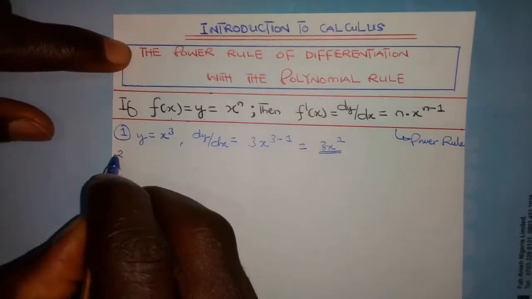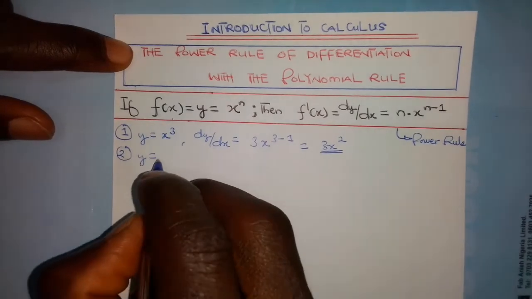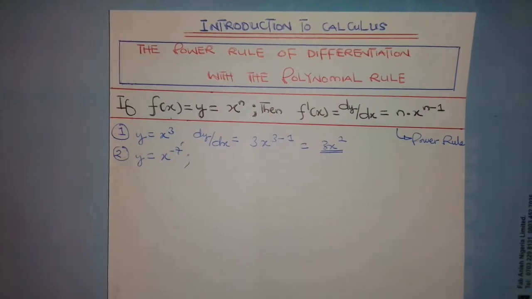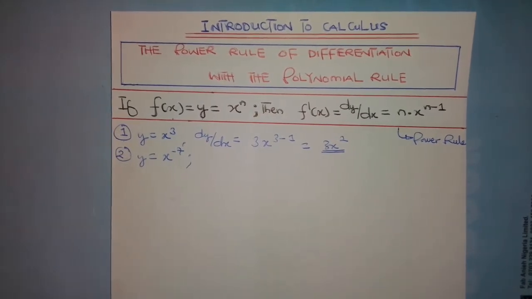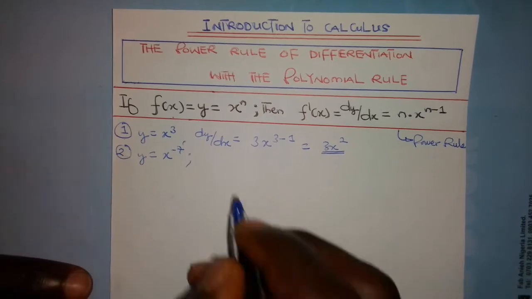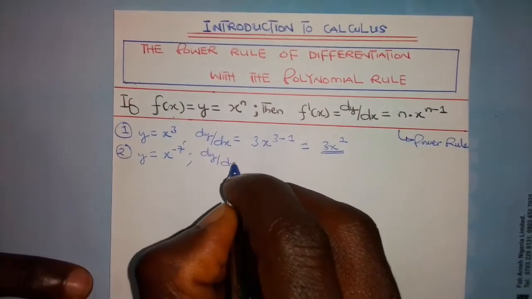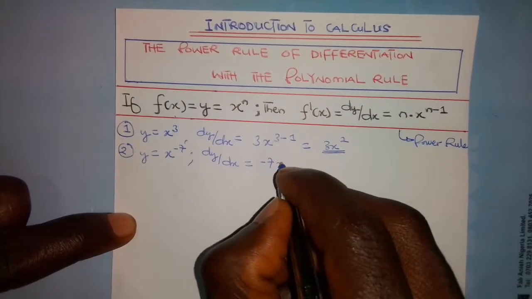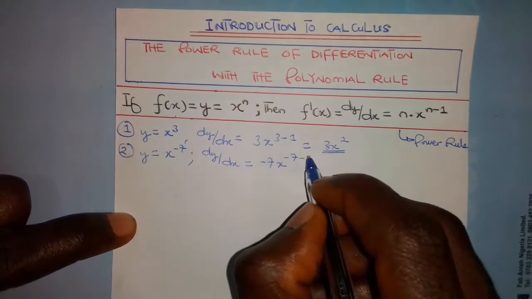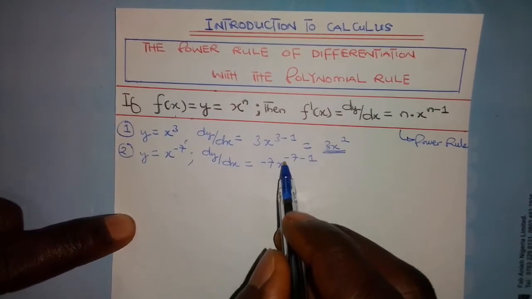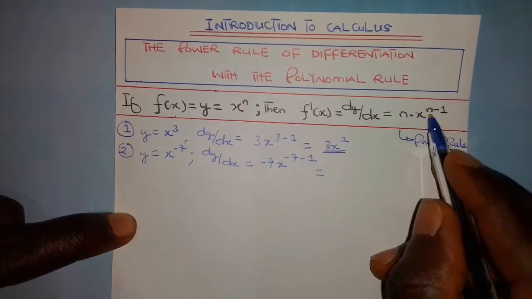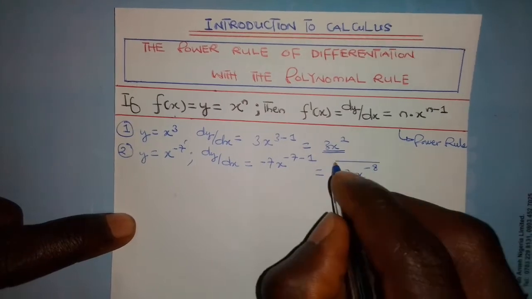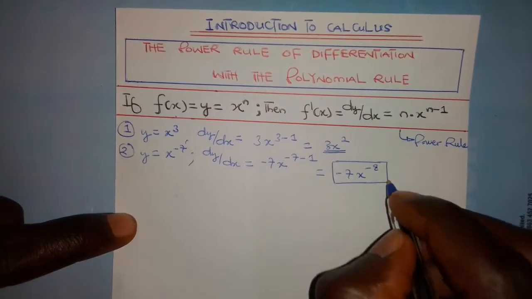Now, what if we were given another function like this? We have x raised to the power of minus 7. Feel free to pause the video and try this part yourself, and then you come back to check. So if you were to find the derivative of this, that is dy dx, you bring the minus 7 to the front. So we have minus 7x raised to the power of minus 7 minus 1. So I just subtracted 1 from that power, like it's normal for me to do using the power rule. So we have minus 7x raised to the power of minus 8. So this becomes the answer for this question here.